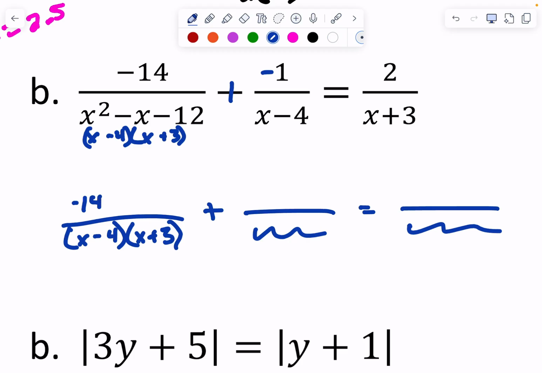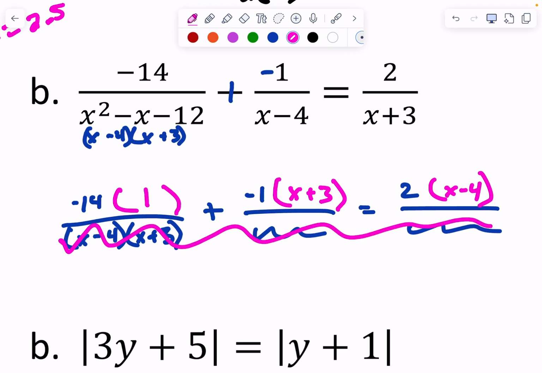So negative 14, negative 1, positive 2. What does each one need? Negative 14 needs nothing. Negative 1 needs x plus 3. 2 needs x minus 4. Bottom's gone. Negative 14 minus x minus 3 equals negative 2x minus 8. This is going to be negative x minus 17. I'm just going to put that at the top.